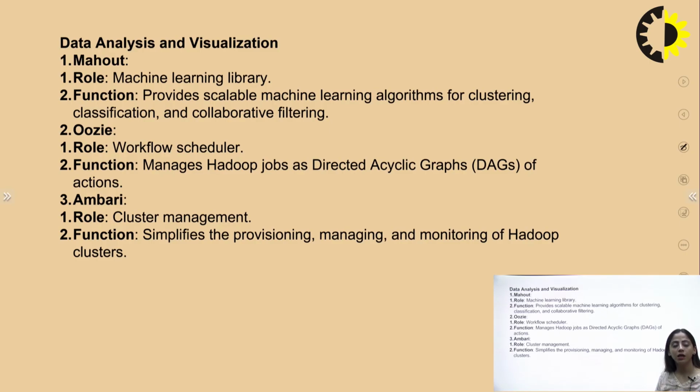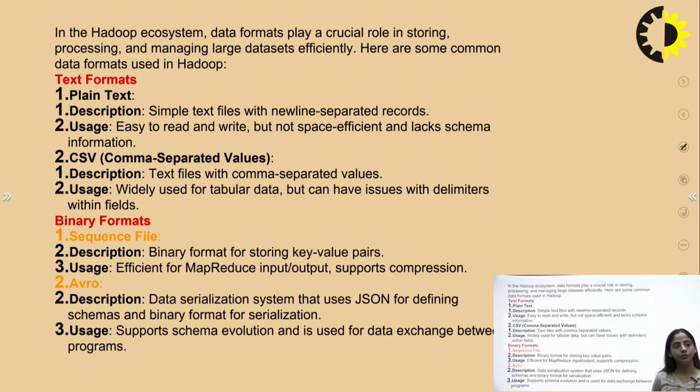Third one is Ambari. The role of Ambari is cluster management. The function of Ambari is that it simplifies the provisioning, managing and monitoring of Hadoop clusters. In the Hadoop ecosystem, data formats play a crucial role in storing, processing and managing large data sets efficiently. Here are some common data formats used in Hadoop.